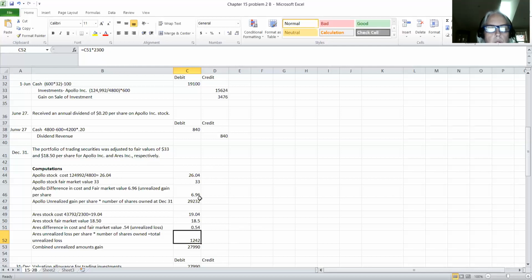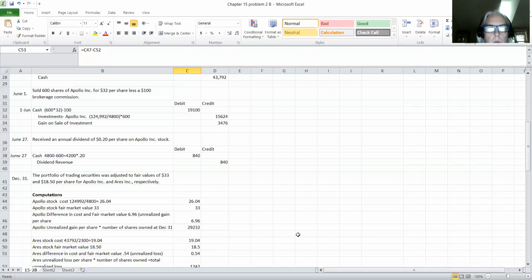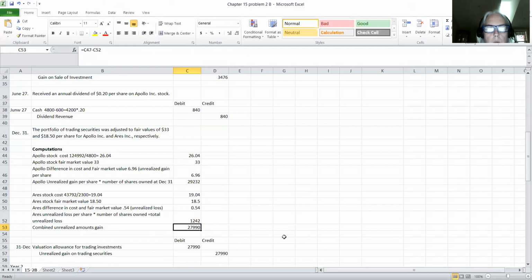Now, because we own two types of stock, one of the stocks had an unrealized gain and the other one had an unrealized loss, we're going to combine the unrealized gain with the unrealized loss. Because our unrealized gain was larger than our unrealized loss, the combination amount means that we have an overall unrealized gain on our investment. So we need to reflect this in our financial statements.